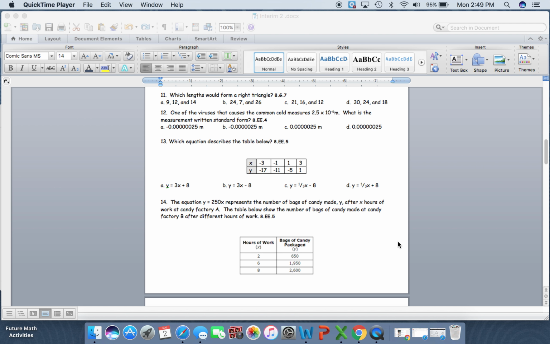Number 13. Which equation describes the table below? A. y equals 3x plus 8. B. y equals 3x minus 8. C. y equals 1/3 x minus 8. D. y equals 1/3 x plus 8.